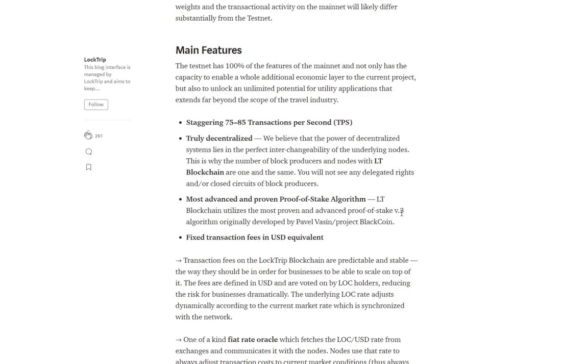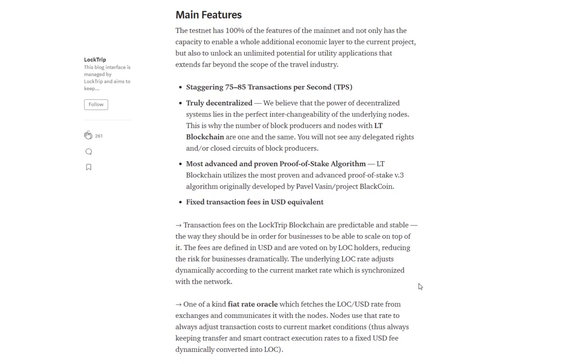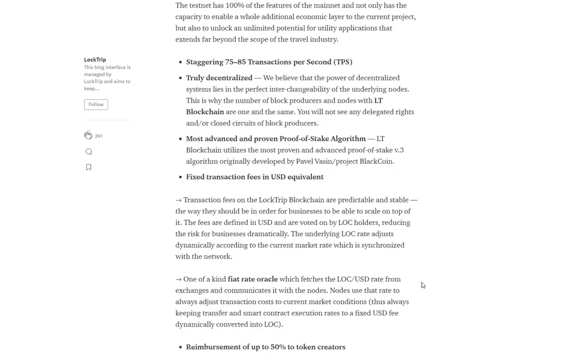It is truly decentralized. It has a most advanced and proven proof of stake algorithm. So a lot of coins nowadays are going down a proof of stake route. So we have Zilliqa, you have Ethereum 2.0 coming, and there's plenty more others going down that route. It has fixed transaction fees in a USD equivalent.